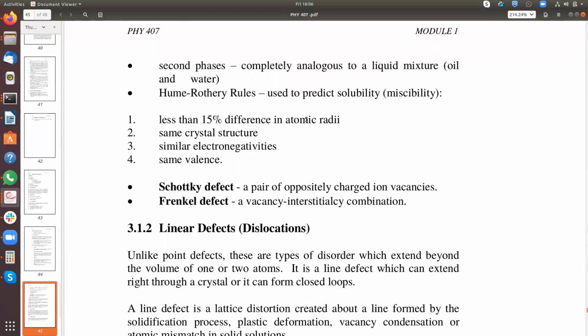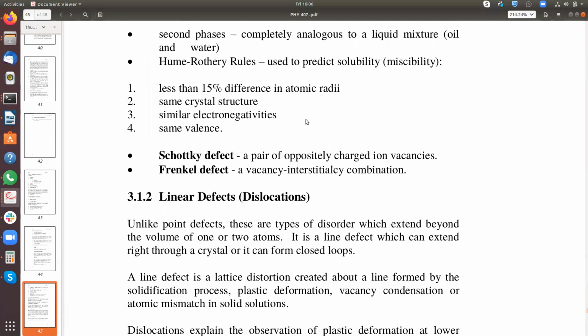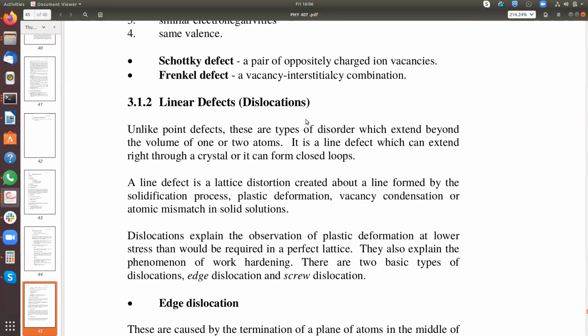Now, all this can lead to what we call Schottky defect, which is a pair of oppositely charged ion vacancies. We also have Frenkel defect, which is a vacancy-interstitial combination. Now, we also look at linear defect, which is dislocation.